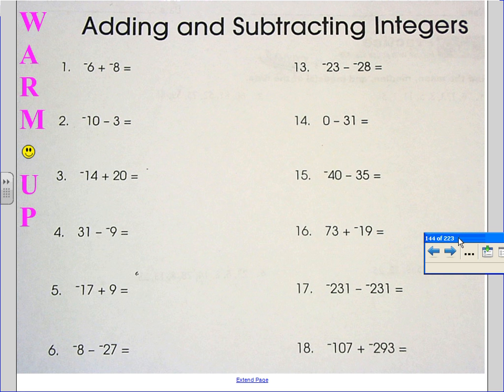So can someone remind us, when you're adding integers and it's the same sign, what do you do? Alyssa? Good, add and then put the sign in front. If you are adding integers and one is positive and one is negative, what do we do? Briar? Close. So you're adding, the signs are different. Good job. Subtract them, take the sign of the larger number.